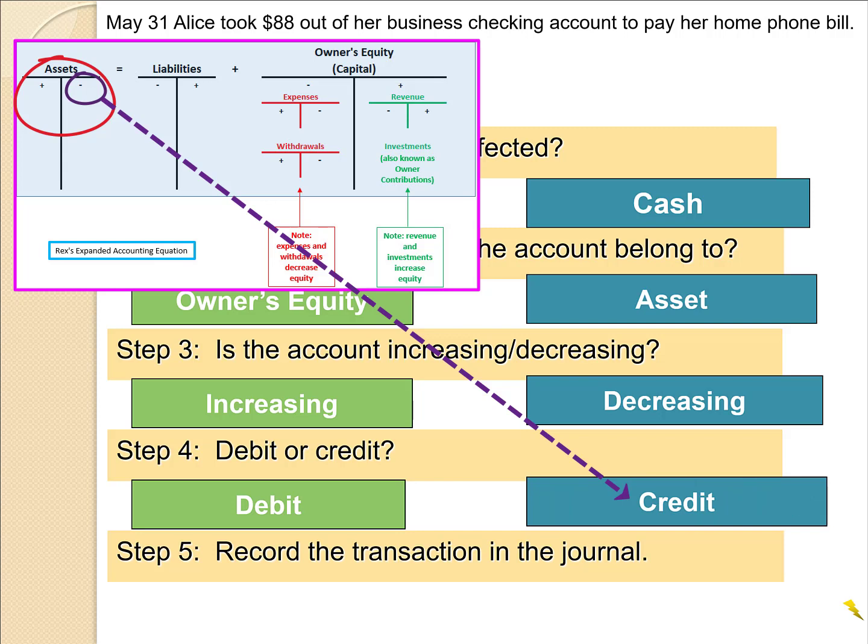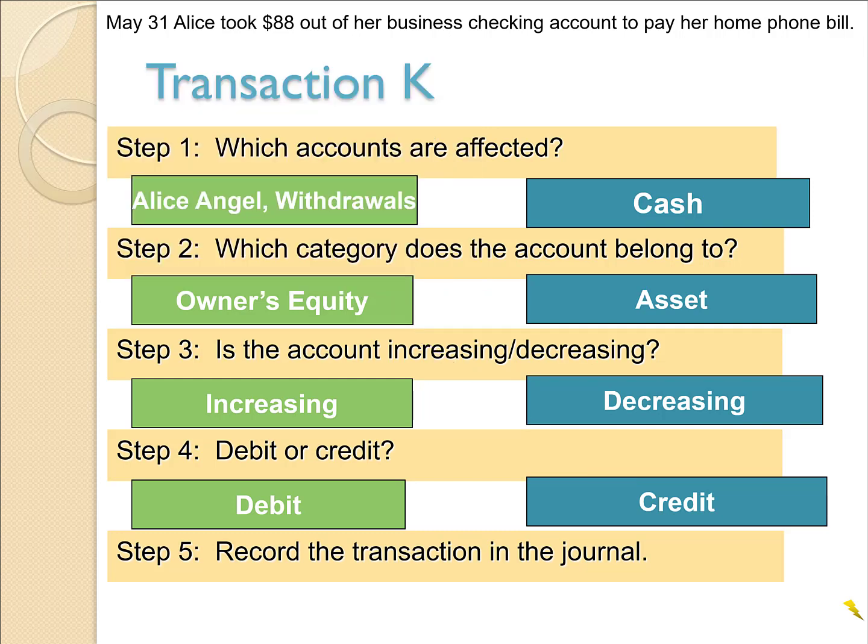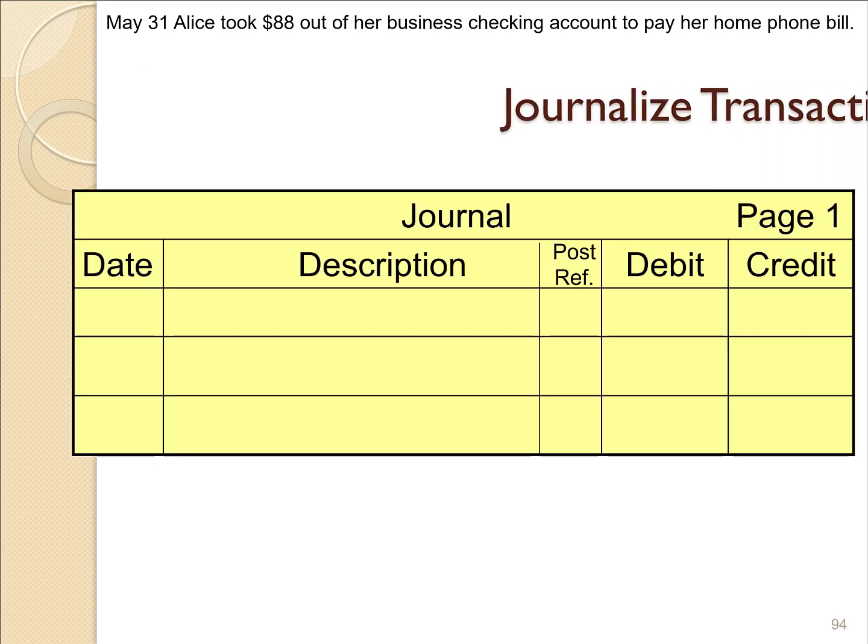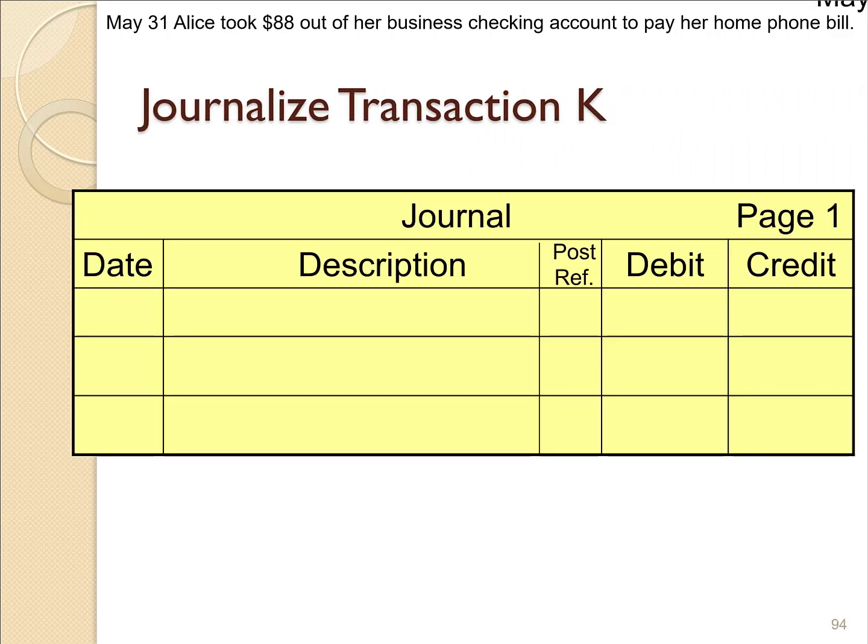Now we need to enter the transaction in the journal. So get out your journal page, skip a line between transaction J and transaction K. And the first thing we're going to record is the date, May 31st. Then we're going to list the debit account. Which account was the debit account? It's the withdrawal account. The amount was $88. And then we have cash going down by $88.